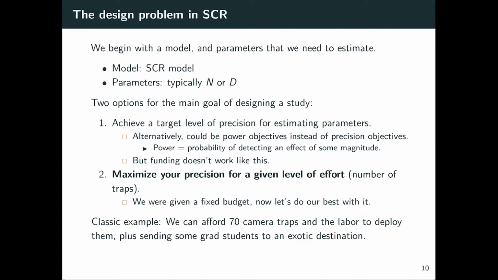So these are basically two ways that you can think about setting out on how to set up your study design. The first one isn't used as often, but it's to achieve a target level of precision for estimating parameters. So, how precise do you want your estimates to be? And then you design your whole study based around that, which could mean you include more cameras or something. Alternatively, that could be a power objective instead of a precision objective, which means the probability of detecting an effect of some magnitude, between two places or something like that.